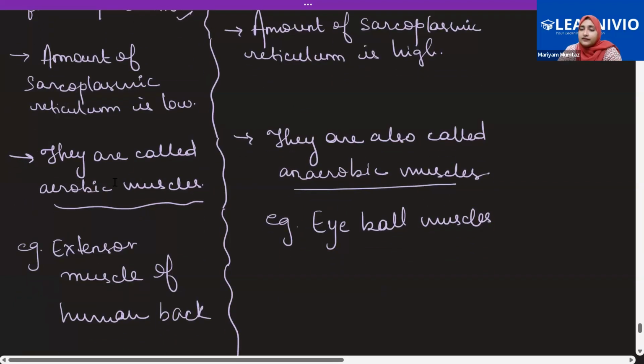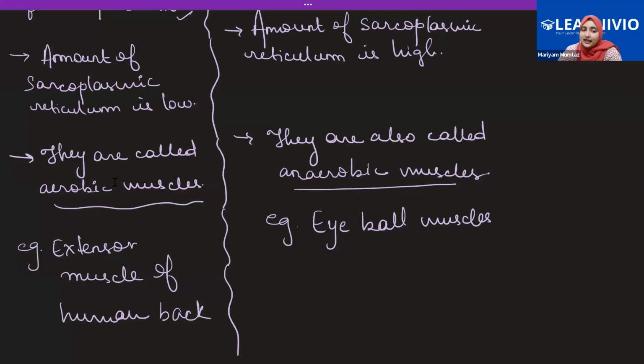When we talk about the red muscle fiber, because they have myoglobin, which contains the oxygen, these are the aerobic muscles, whereas the white muscles are called the anaerobic muscles. Clear?